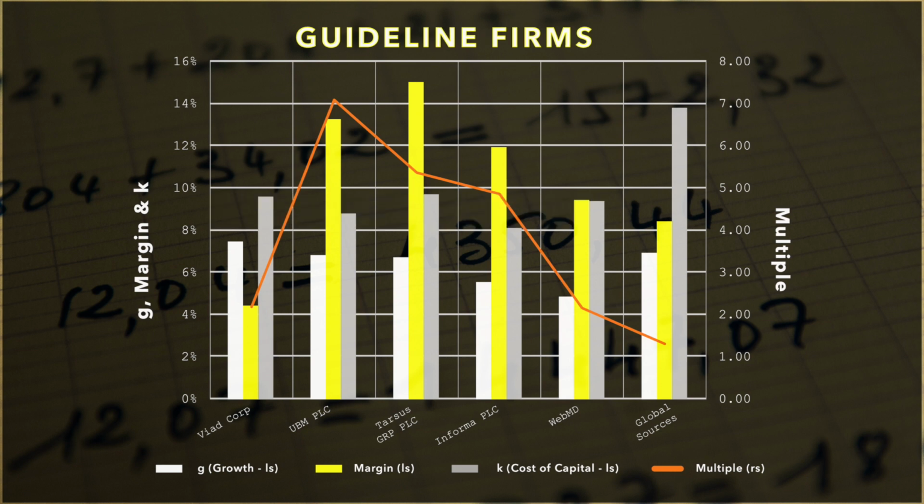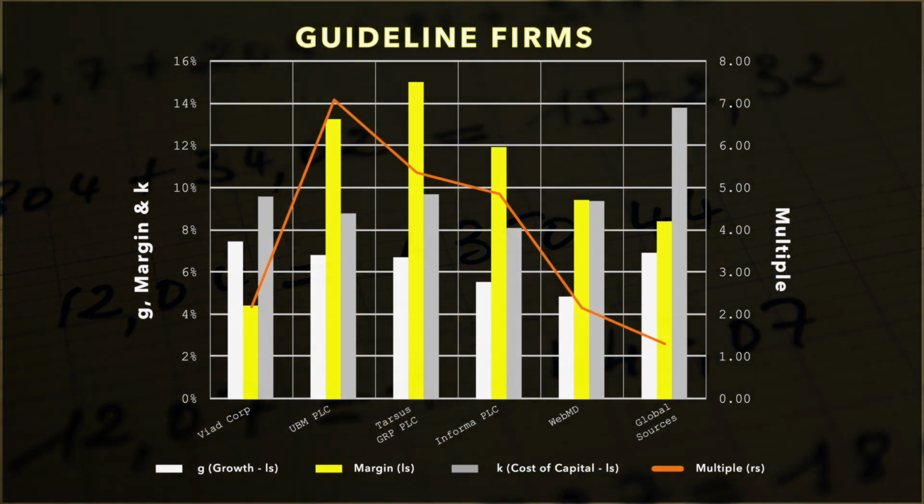The third point that I'd like to make as it relates to this is that multiples tend to be high when profit margins are high. They tend to be low when profit margins are low. Now, in cases where the margin is high and expected growth is high, but the cost of capital is also high, as in, say, global source, then the multiple may be low because the higher cost of capital offsets the positive impact of a high expected growth and a high profit margin.